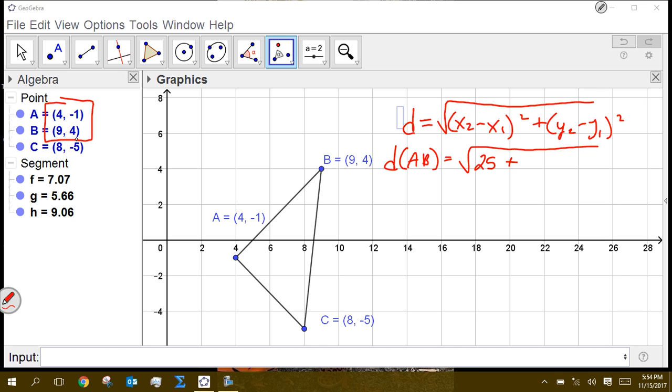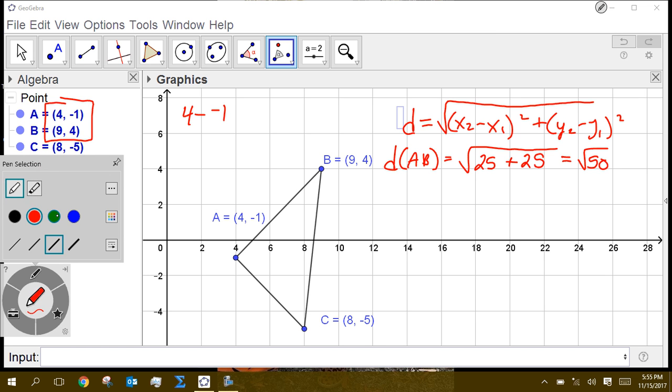Then I'm going to subtract the y's. Again, order doesn't matter. So 4 minus negative 1. That gives me 5. I'll square that and get 25 as well. So I add those two things together, and it's going to give me a result of radical 50. And that is then the distance from A to B.